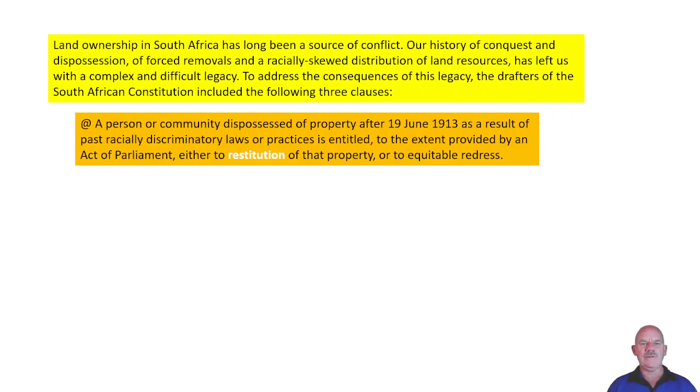A person or community dispossessed of property after 19 June 1913 as a result of past racially discriminatory laws or practices is entitled, to the extent provided by an Act of Parliament, either to restitution of the property or to equitable redress. So they should either get the property back or they should be remunerated for it. I'll say something about the date. So that's a very peculiar date. Why exactly 19 June 1913?